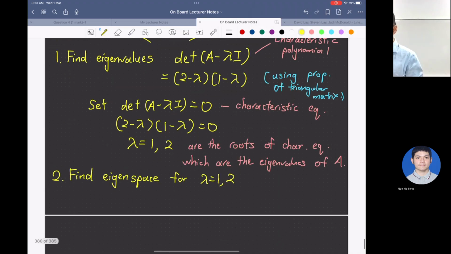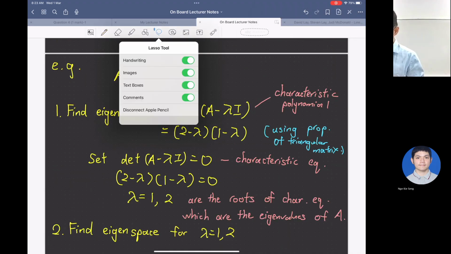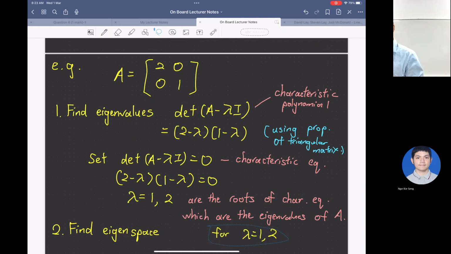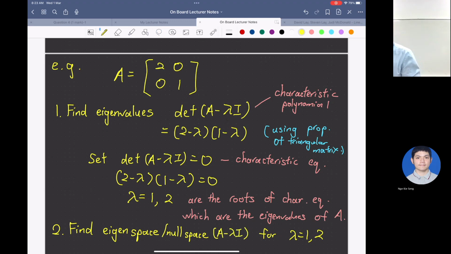So what does the eigenspace mean? What's the eigenspace? It is really the null space of A minus lambda. If you're not following, you should pause me now. I will explain what's going on.